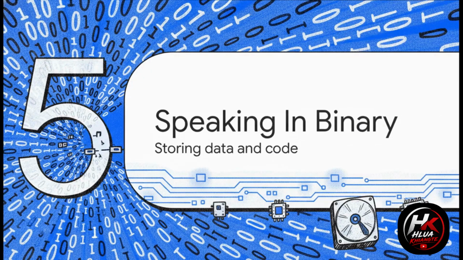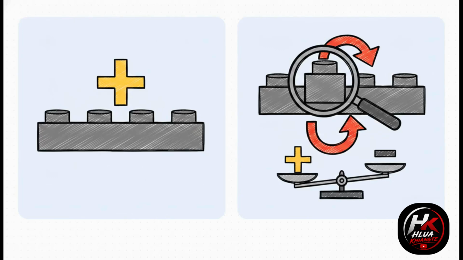Section 5, speaking in binary. Let's talk about how all that data and code is actually stored. Everything moving through that high-speed assembly line we just talked about is ultimately just ones and zeros. Now, unsigned numbers are pretty straightforward. They only represent positive values.